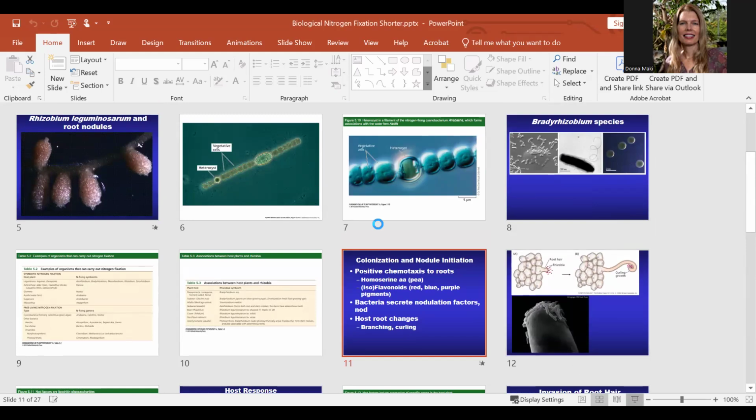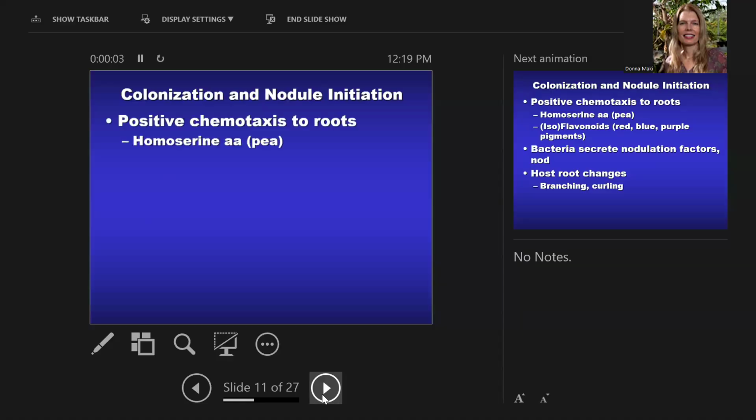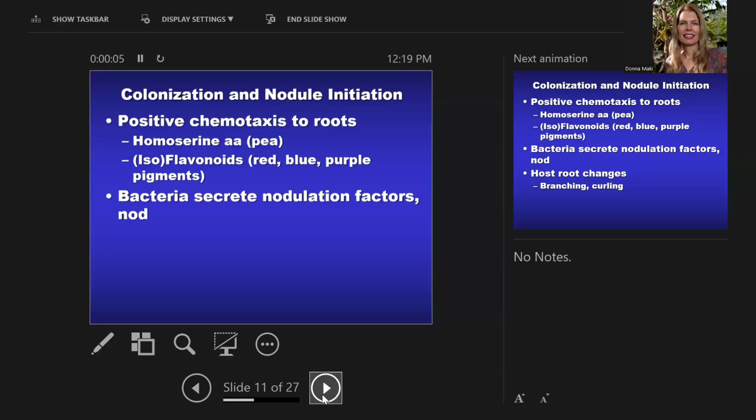So I would like you to know that whatever chemical the bacteria excretes, we call them nodulation factors. They've come up with a group term for that. So nod factors are nodulation factors. That's what the bacteria are excreting. As far as what the plants are excreting for communication, it varies. I listed homoserine amino acids or flavonoids, but there's more to it than that.